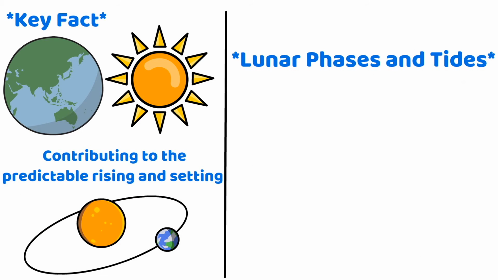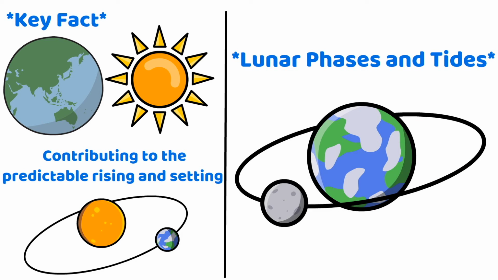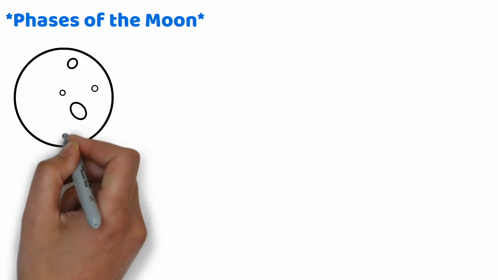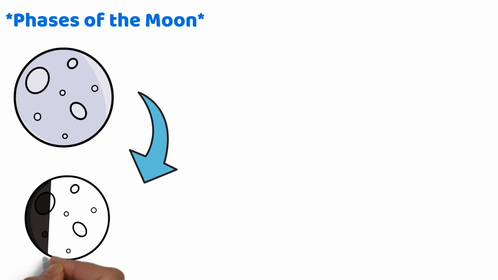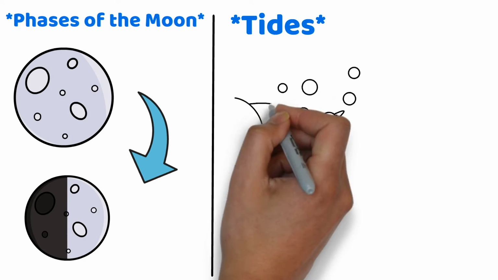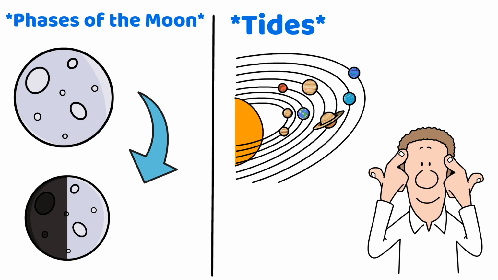Lunar phases and tides. The moon's appearance changes through its monthly cycle due to its position relative to Earth and the sun. Phases of the moon. From the new moon to the full moon, the visible portion of the moon changes, influencing various cultural and natural activities on Earth. Tides. The gravitational pull of the moon and the sun on Earth's oceans causes high and low tides, an essential concept for understanding marine and coastal processes.